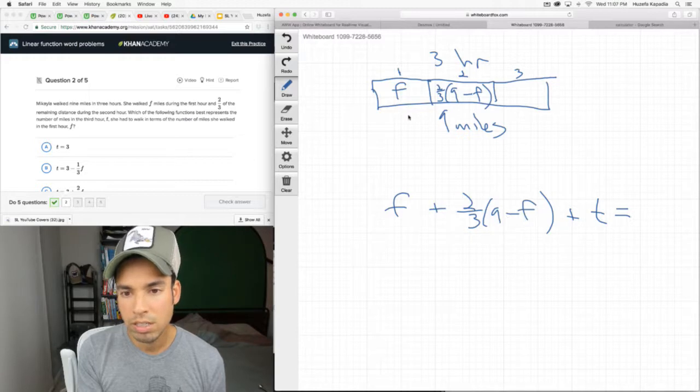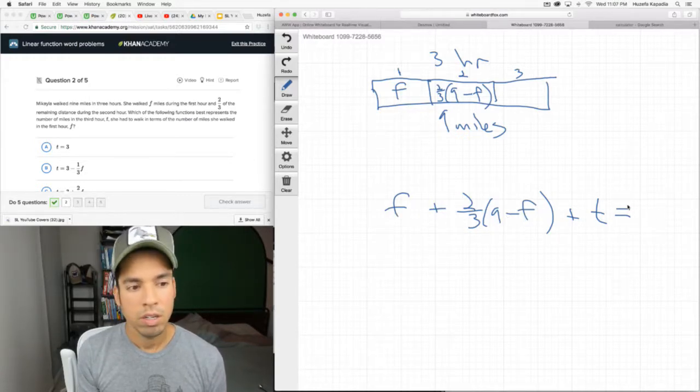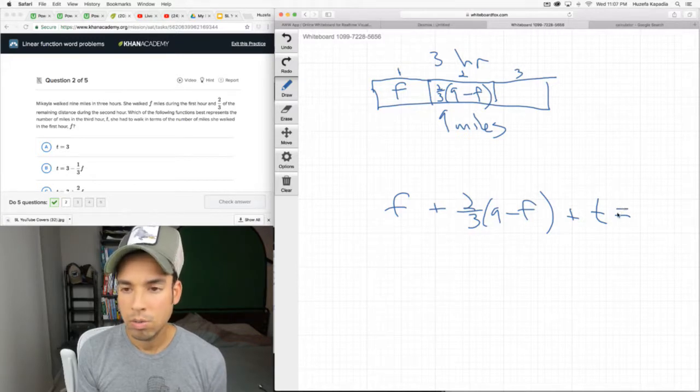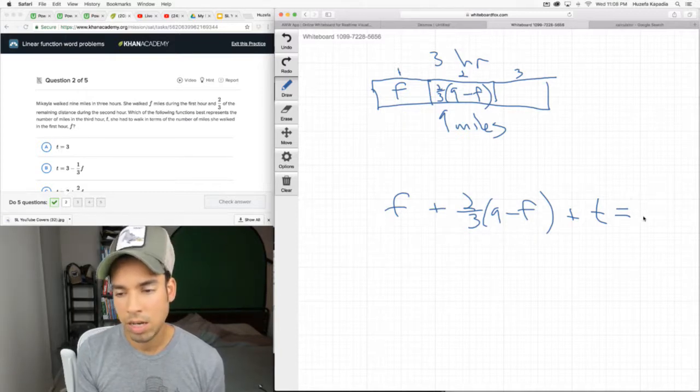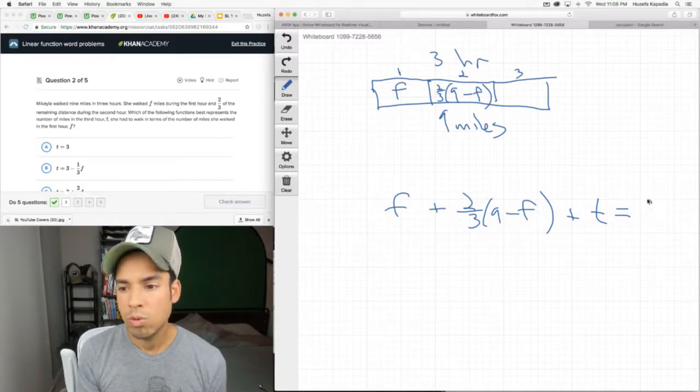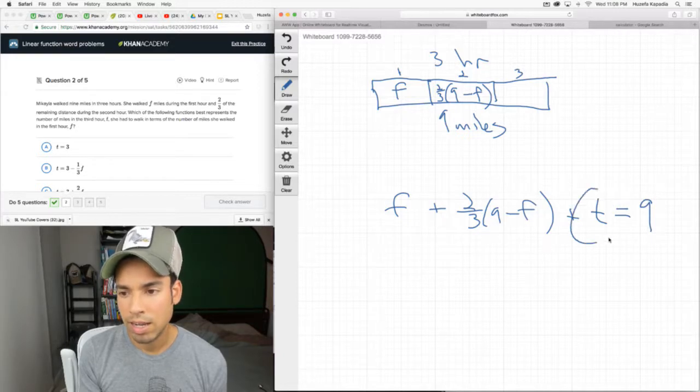Equals all three of these. This is hour 1, hour 2, hour 3. And the total that she walks in all of this. You know what? We're talking about miles. And I think this is... Yeah, no, T is the miles, I guess. It's a weird variable. Equals 9. All three of these add up to 9, and we want to isolate T. So let's go ahead and do that.